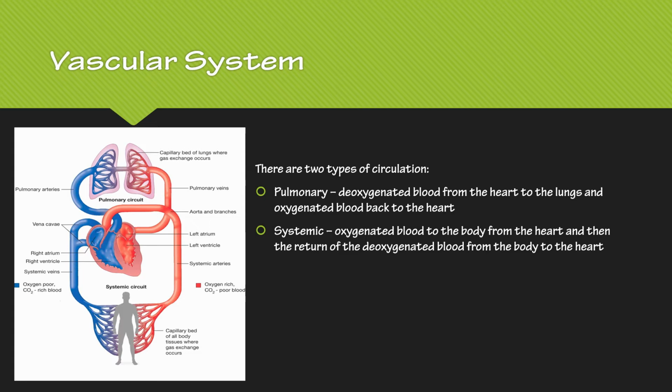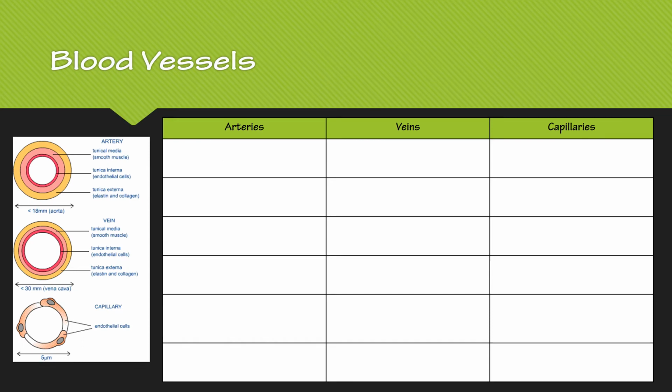And then the systemic circulation is in the bottom half, which takes oxygenated blood to the body from the heart via the aorta, and then the return of deoxygenated blood from the body back to the heart in the vena cava. And that is all shown in that diagram there. Now we need to know the structure of these vessels that are involved.